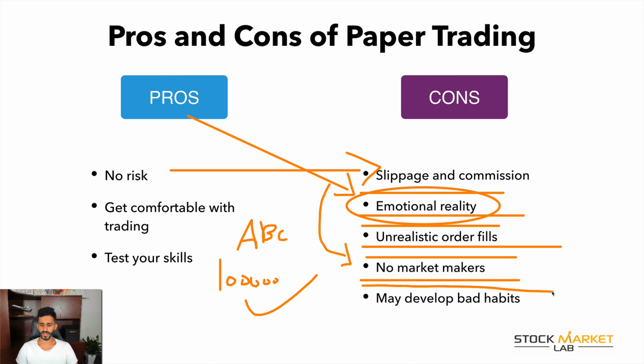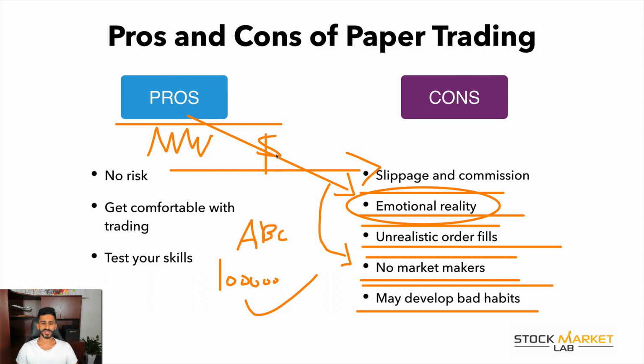Next, with paper trading, you may develop bad habits. Like I mentioned, paper trading, there's no emotion. Since there's no emotion, you might do a lot of bad trading when you're paper trading, and you might end up making money. What tends to happen is people carry those same habits over to real trading, and they think they're going to make money, but it does not work.